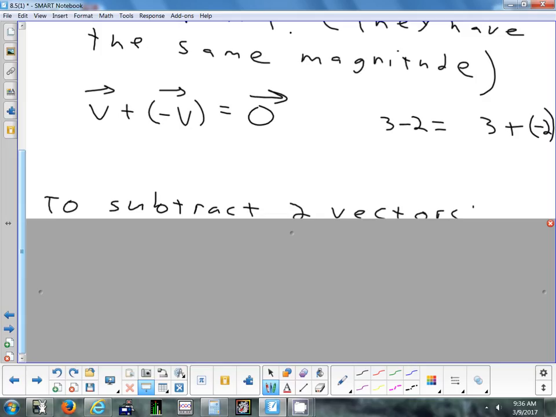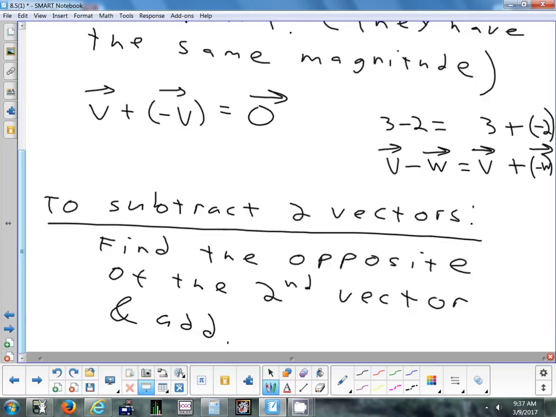So if I wanted to take vector v and subtract vector w, instead of doing it that way, how could I do v minus w as addition? Yeah, take vector v and then find the opposite of w and add them. That's how you do subtraction. Leave the first one alone, find the opposite of the second one, and add. And that's really doing subtraction. Okay, so to subtract two vectors, find the opposite of the second vector and add.